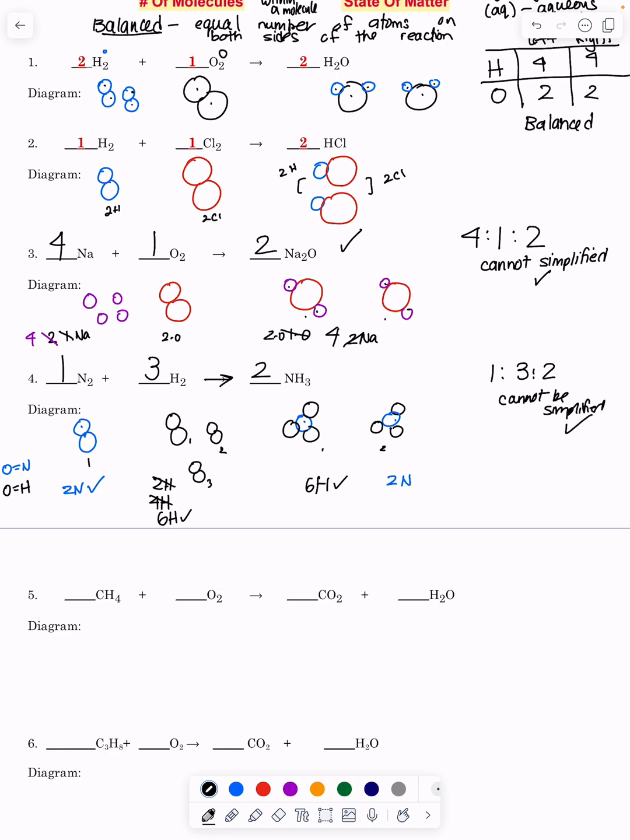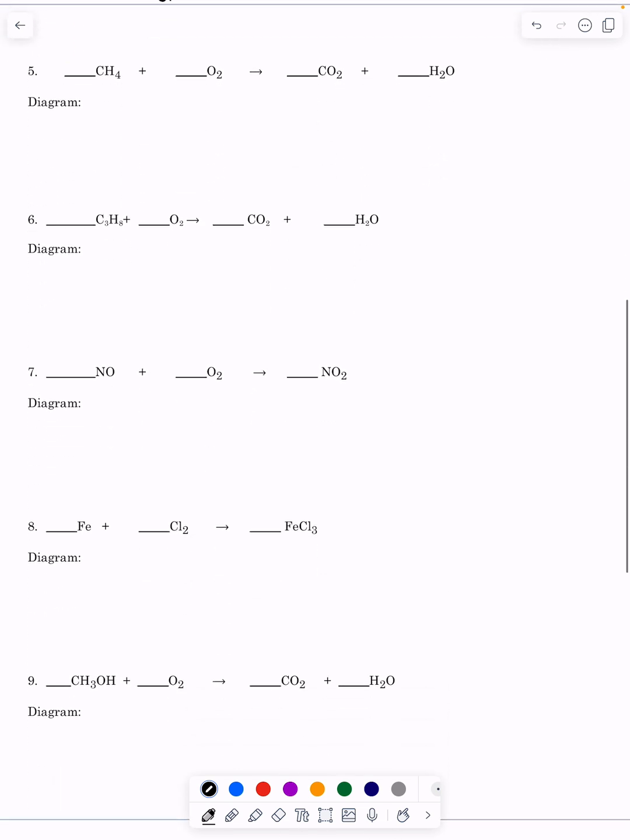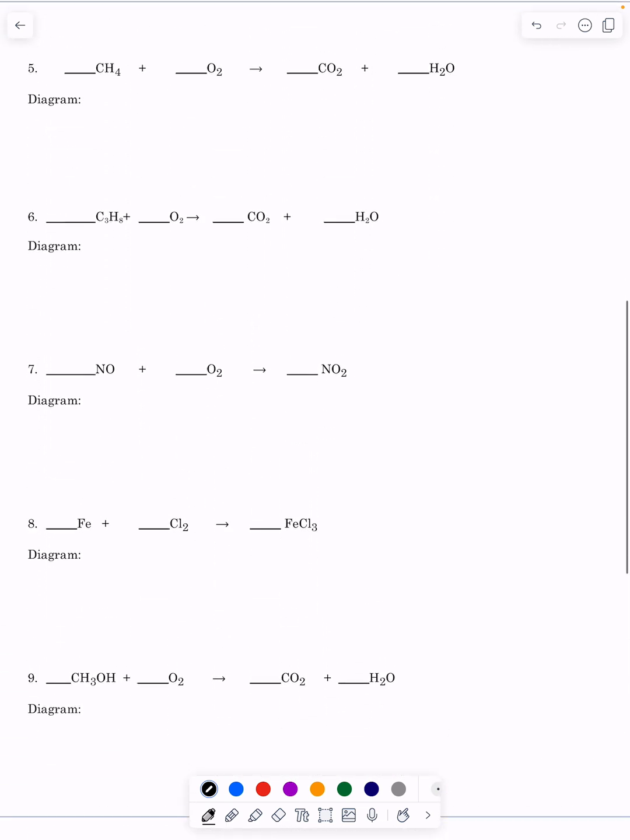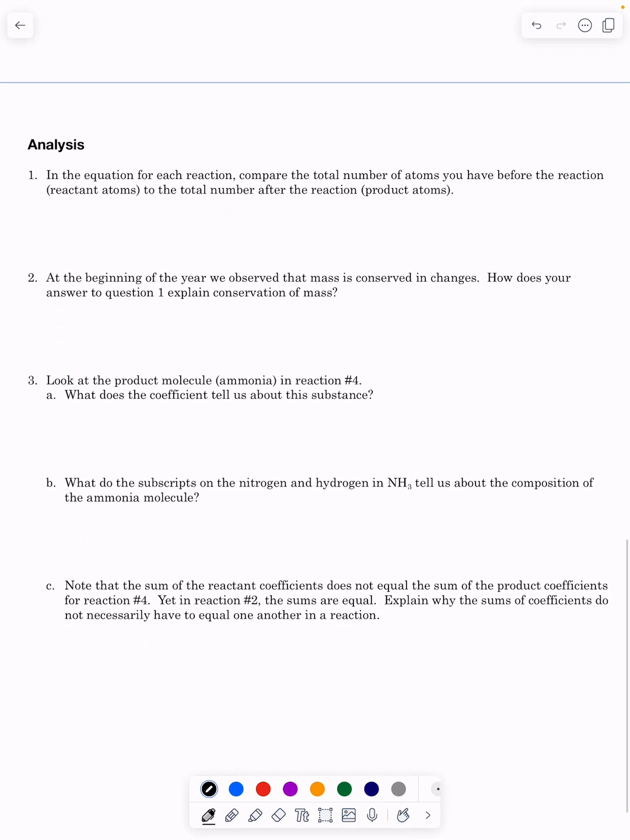All right, to check on with your practice, you are going to want to try and do questions 5 through 9. Once you do 5 through 9 and balancing, you're going to then answer the analysis questions about balancing a chemical reaction and what's involved with the atoms and the molecules.